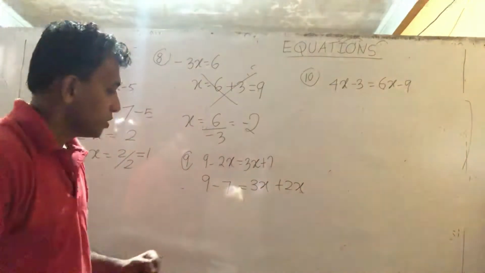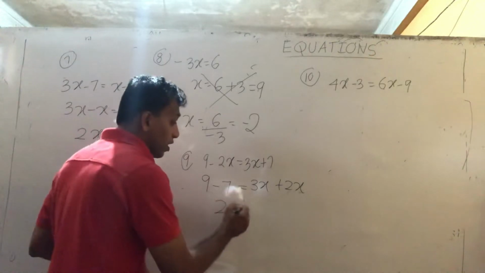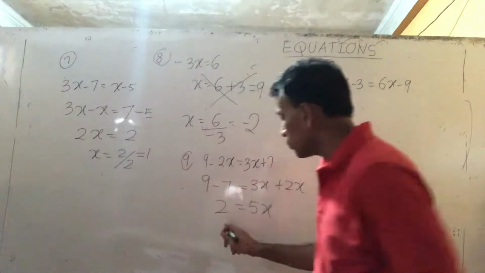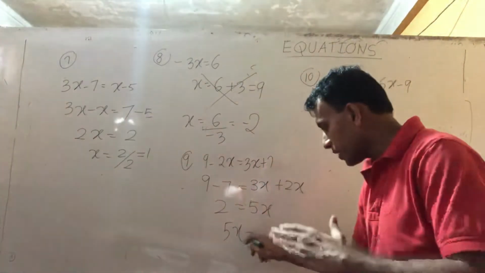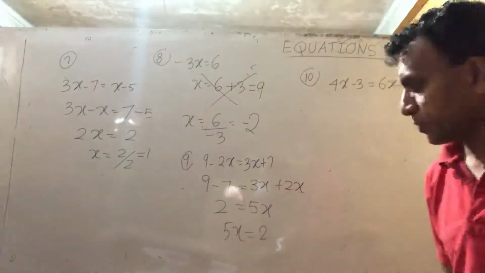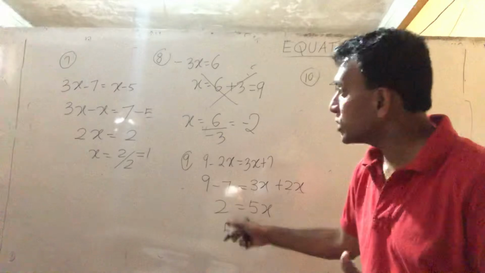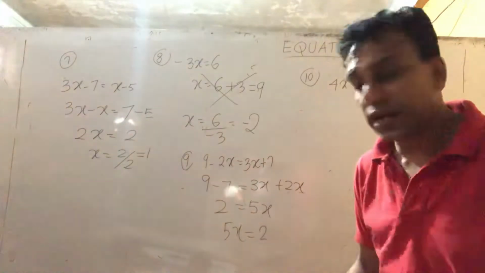Rearranging. What is 9 minus 7? 2. 2 equal 5x, is it? That means 5x equal to 2, both same step, right? 2 equal 5x. 5x equal to 2, both same meaning. So 5x equals 2, what is 1x? 5x we work many times. 3x divide by 3. 5x to find the 1x.